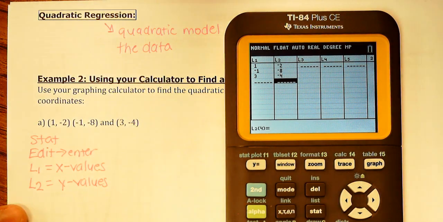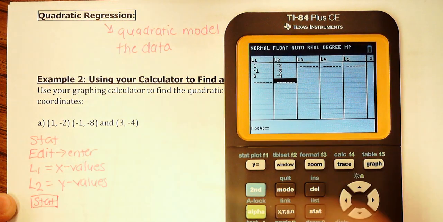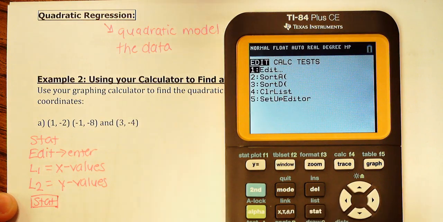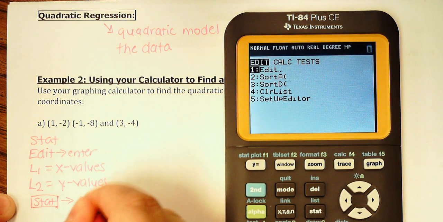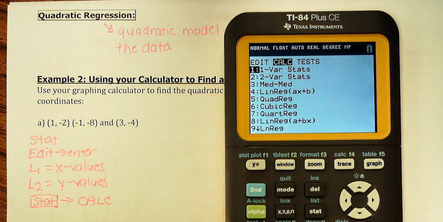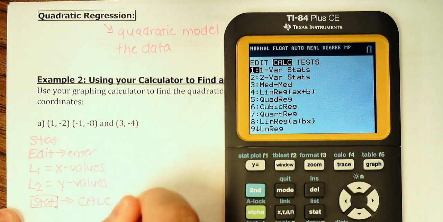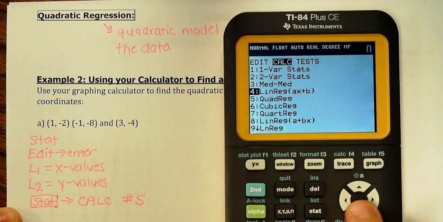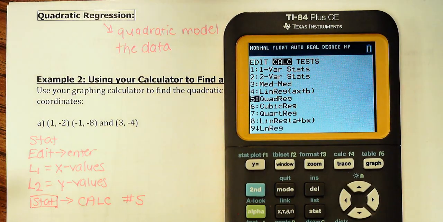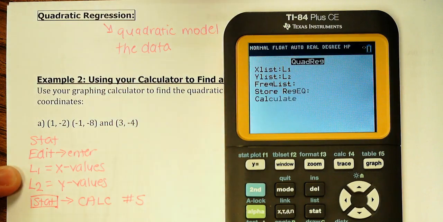Okay, once you've got that, we're going to hit that stat button again. And then here you want to arrow over to the calc menu. It stands for calculate. And then what you want here is number 5, which is going to say quadreg, which stands for the definition we wrote at the top, quadratic regression. And then from here, you're going to hit enter.